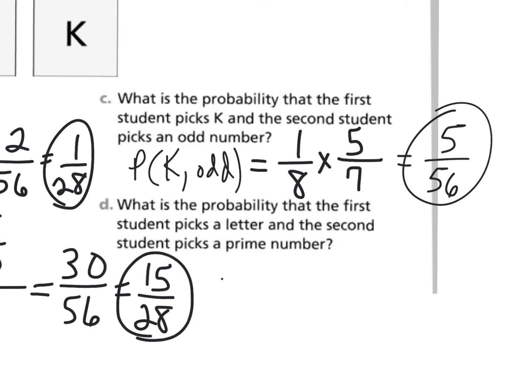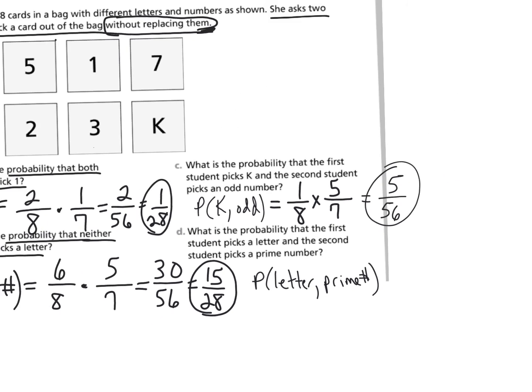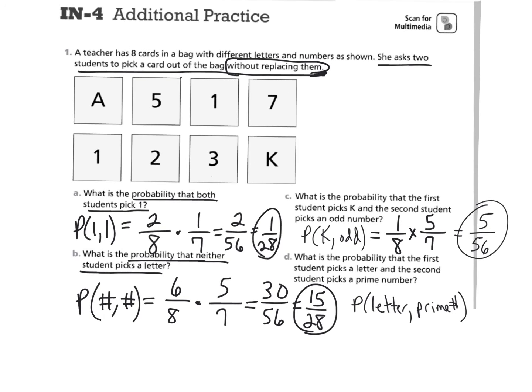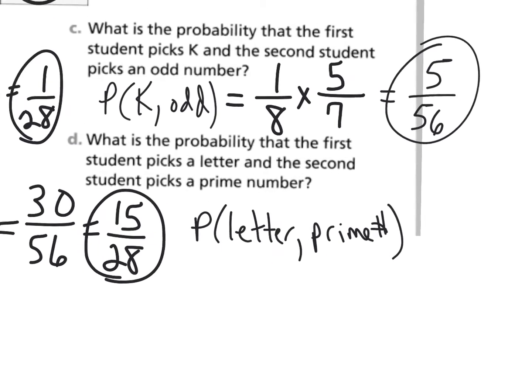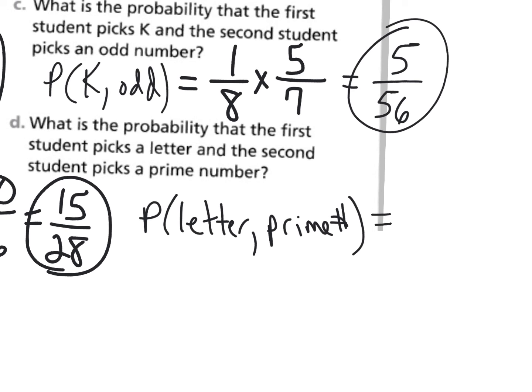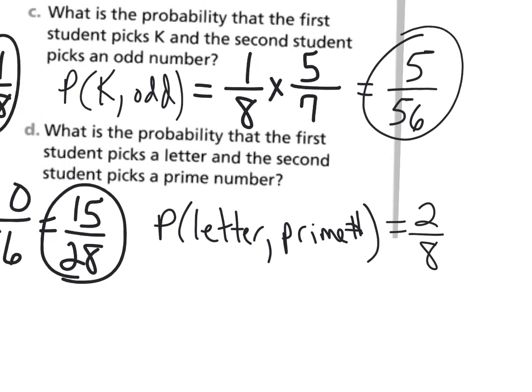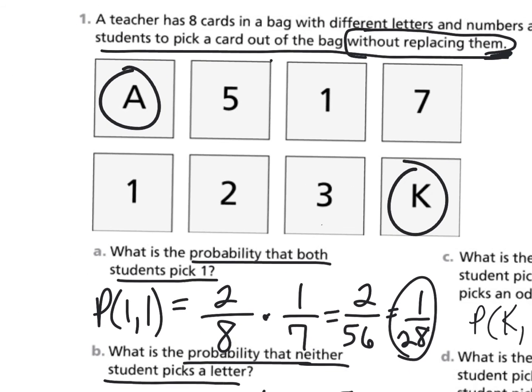Part D, probability that the first student picks a letter and the second student picks a prime number. So for the letters, we've got 2 letter options out of 8. So probability of a letter would be 2 out of 8. And then we're going to imagine that we picked one of those letters. So just imagine we picked the A, let's say, and then a prime number.